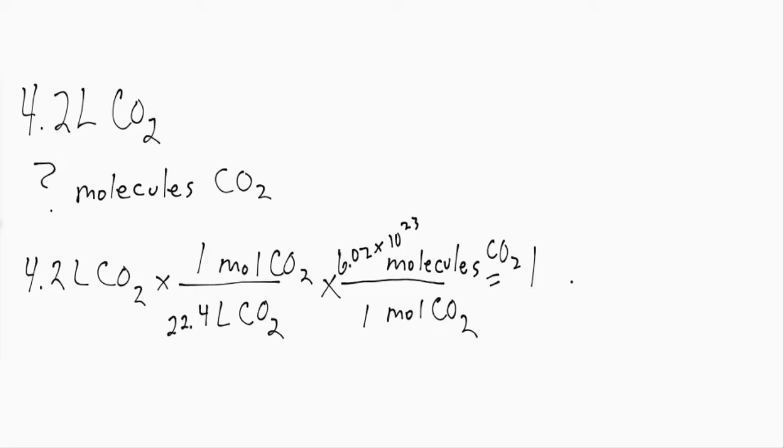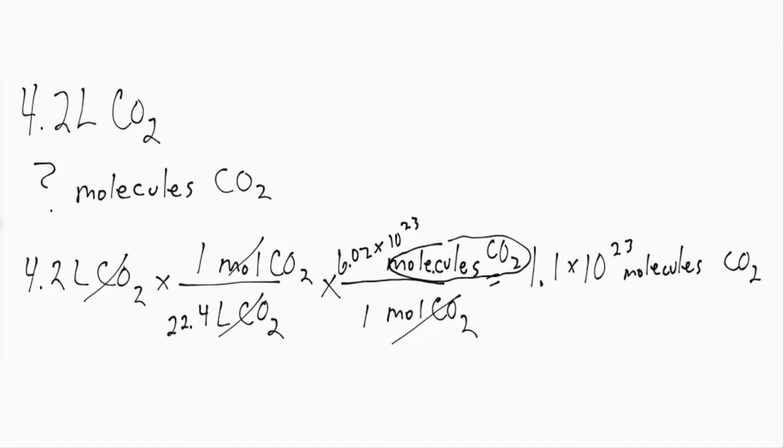1.1 times 10 to the 23rd molecules of CO2. Here's what's interesting. I forgot what we were trying to figure out, but then I realized I was done. So when this cancels out, you know what your final unit and formula is going to be because it's going to be the last thing in your problem.